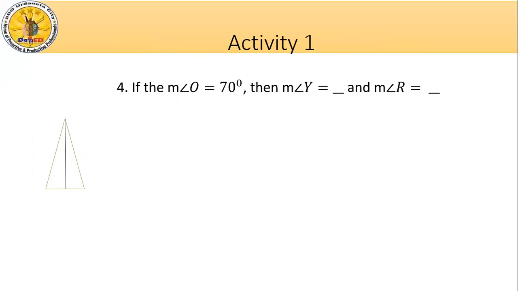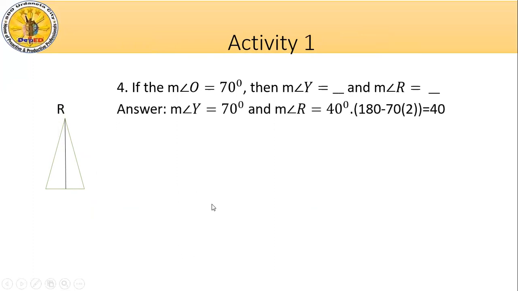Number 4, if the measure of angle O is equal to 70 degrees, then what is the measure of angle Y and the measure of angle R? The answer is, the measure of angle Y is 70. And also, the measure of angle R is 40. How did you get that?